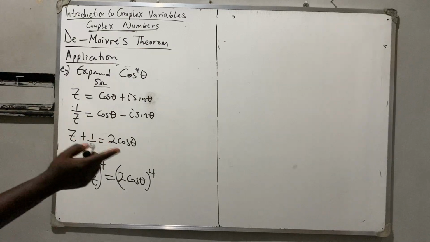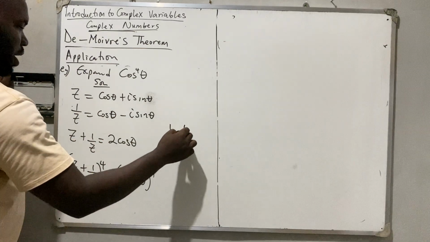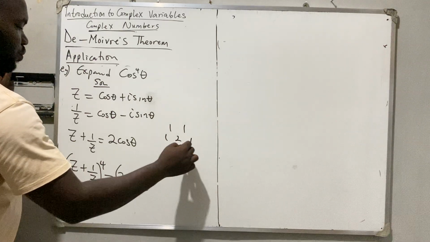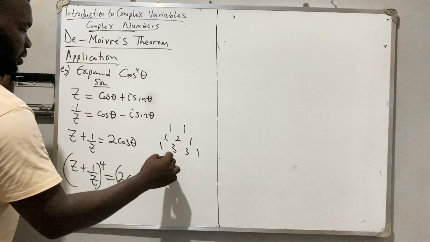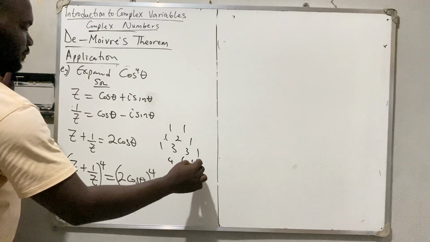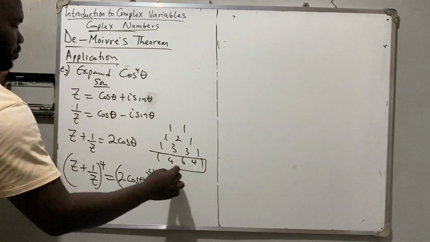If you remember, go and watch my video on binomial expansion. Pascal's triangle says 1, 1, 1 plus 1 is 2, 1, 1, this plus this is 3, this plus this is 3, 1, 1, this plus this is 4, 6, 4, 1. I'm using the row for power 4, which is this one.